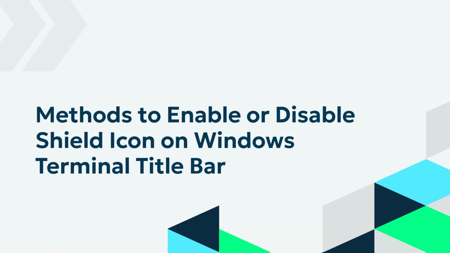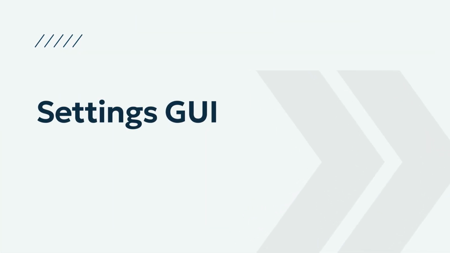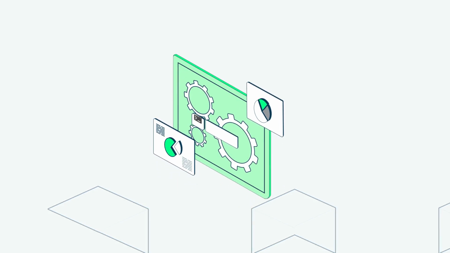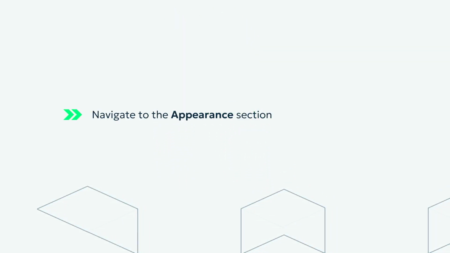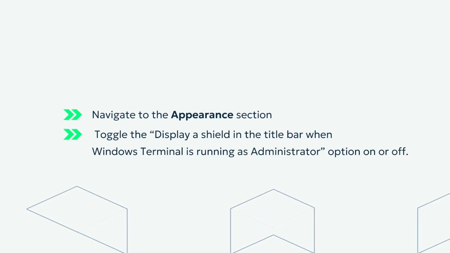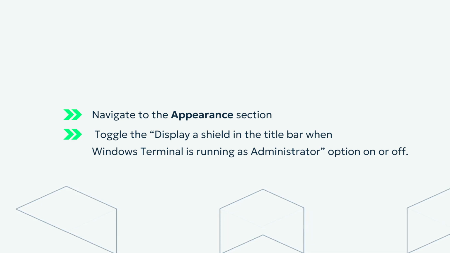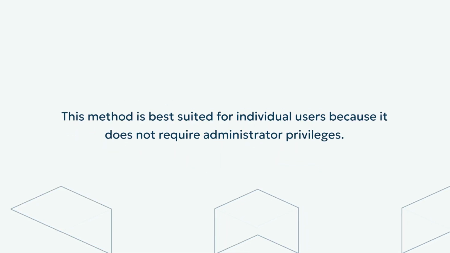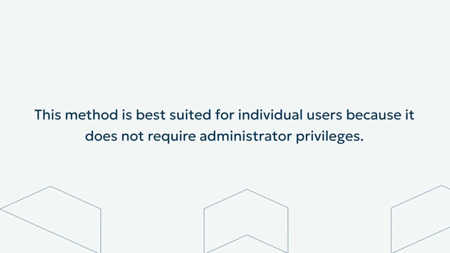Methods to enable or disable the shield icon on the Windows Terminal title bar. Settings GUI. Straightforwardly, you can open the Settings menu of Windows Terminal, navigate to the Appearance section, and toggle the Display a Shield in the title bar when Windows Terminal is running as administrator option on or off. This method is best suited for individual users because it does not require administrator privileges.